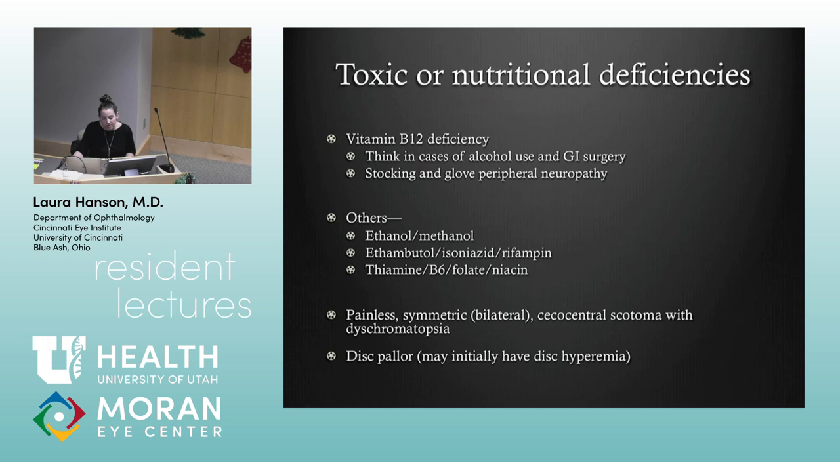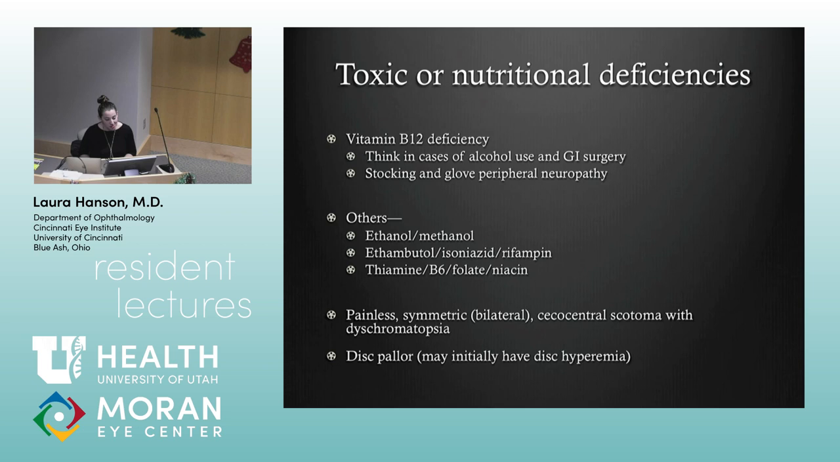Okay, so we'll talk briefly about the toxic or nutritional deficiencies. The presentation is going to be fairly similar to the other inherited optic neuropathies, right? Usually it's a bilateral progressive loss of color vision, perhaps central acuity, with a cecocentral visual field defect. Vitamin B12 deficiency is the vitamin deficiency that's most likely to cause the issue. Usually it's in people who are drinking a lot of alcohol, replacing their calories with alcohol, or who have had bariatric surgery. So if they give you any stem about bariatric surgery, you'd almost guarantee it's going to be a vitamin deficiency thing.